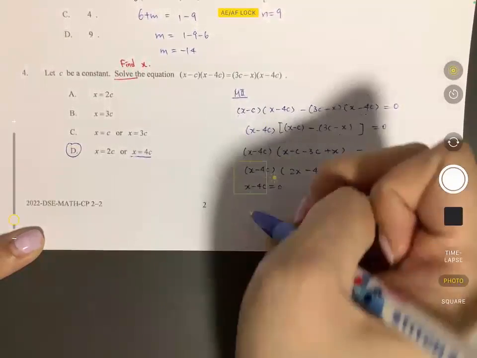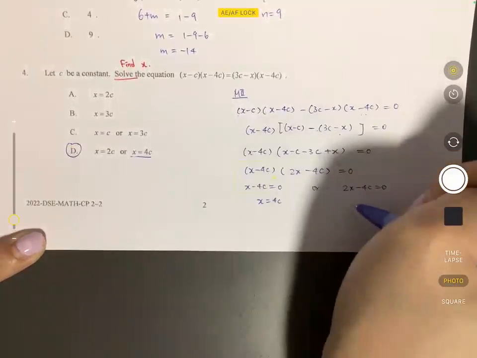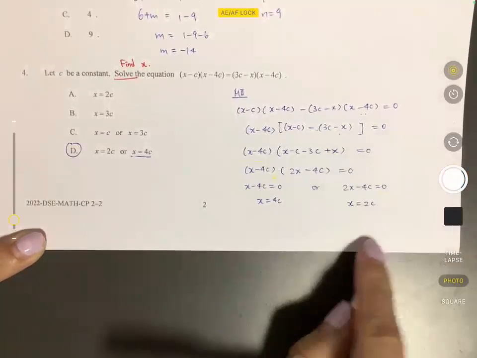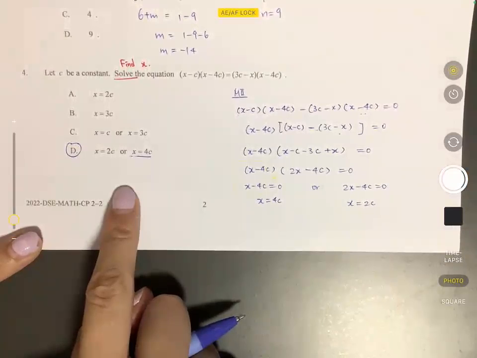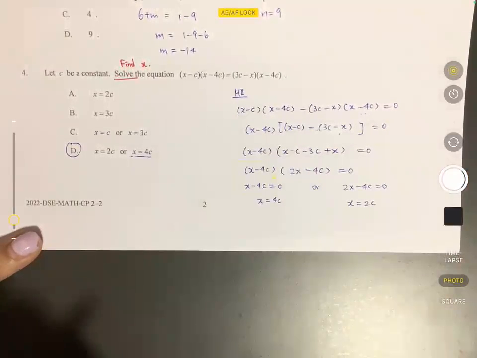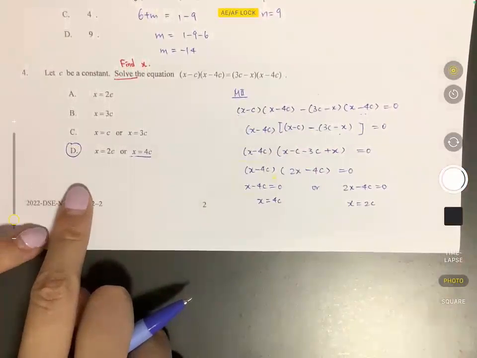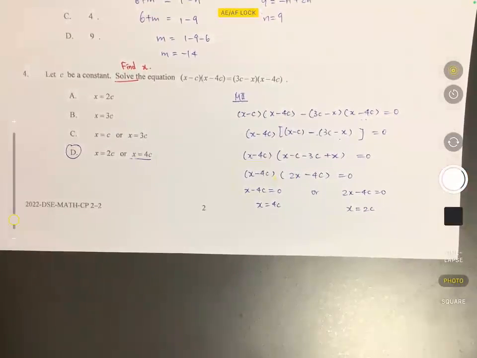For the first one, we got x is 4c. And for the next one, we will get x is 2c. So that's why you see that is D. So this is the calculation part. But for this one, I think method 1 should be better, right? So that's all for question 4.